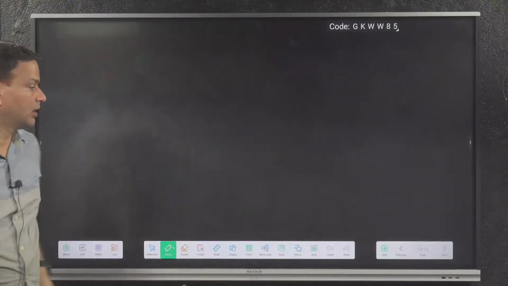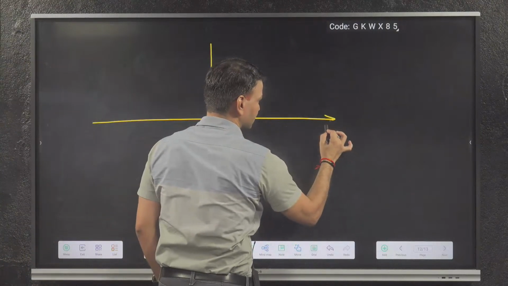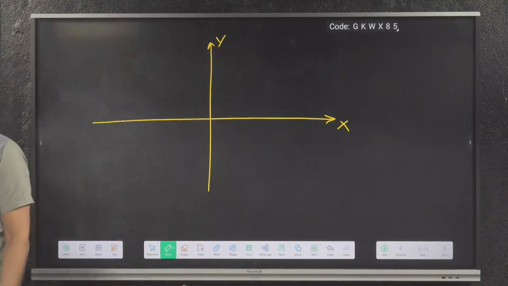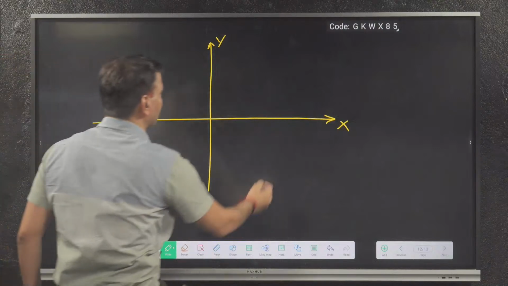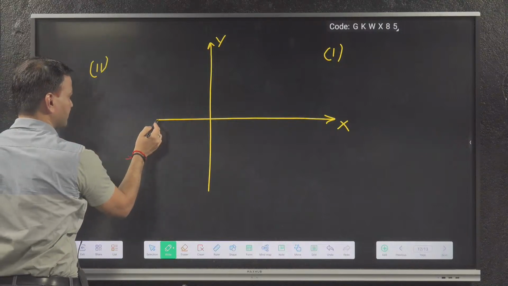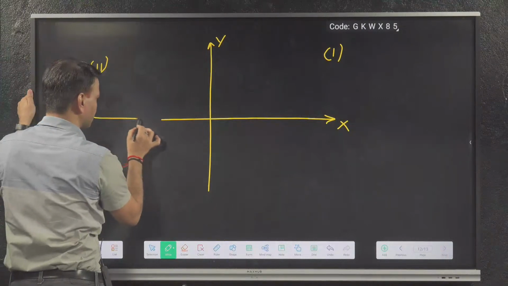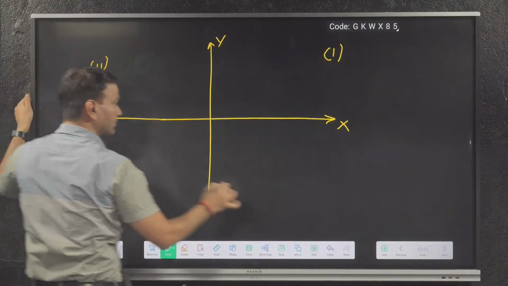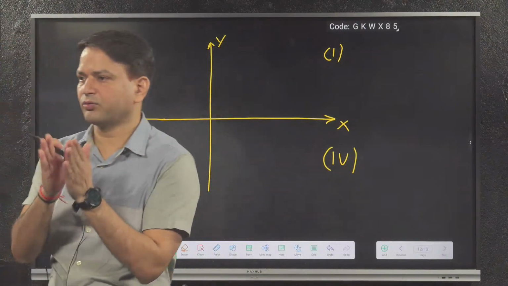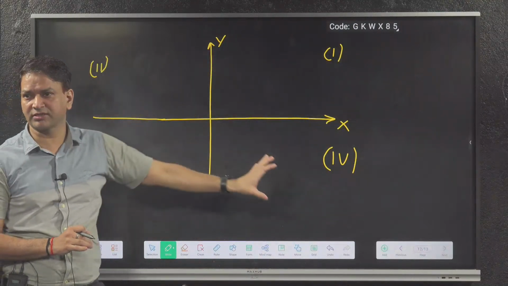Okay, so now we will discuss the quadrants. I think everybody knows about the quadrants. So this is the first quadrant, this is the second quadrant, this is the third quadrant, and this is the fourth quadrant. Basically, the plane can be defined in 4 quadrants.